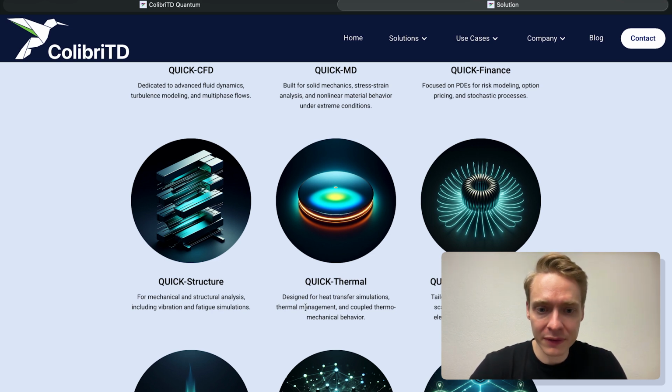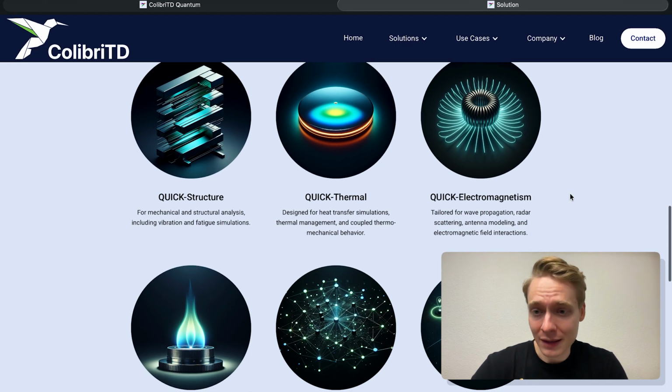Quick Thermal, designed for heat transfer simulations, thermal management, and coupled thermomechanical behavior. Quick Electromagnetism, tailored to wave propagation, radar scattering, antenna modeling, and electromagnetic field interactions. And I mean, all of that kind of makes sense, right?